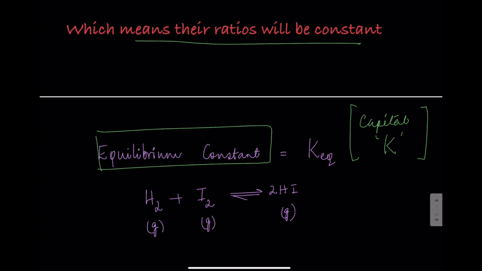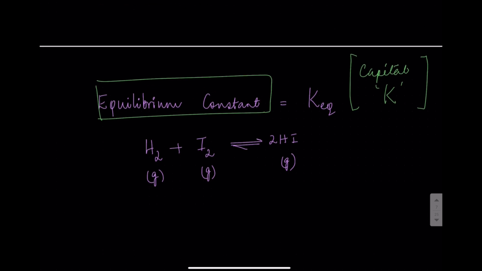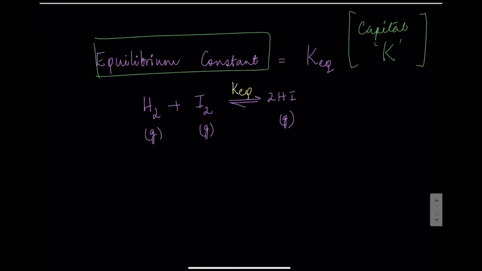rate constant. So let's say for the same example that we just discussed, we are looking at hydrogen reacting with iodine to form hydrogen iodide. Now, if we were to figure out what is the KEQ for this particular reaction, we have to mix the two and wait for the system to reach equilibrium. Once it has reached the equilibrium, then you measure the concentrations of each of the reactants and products at equilibrium.